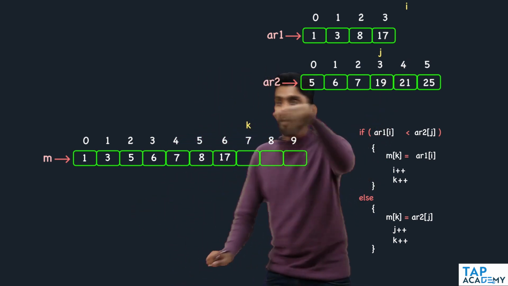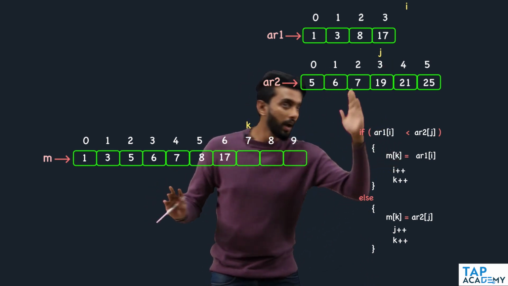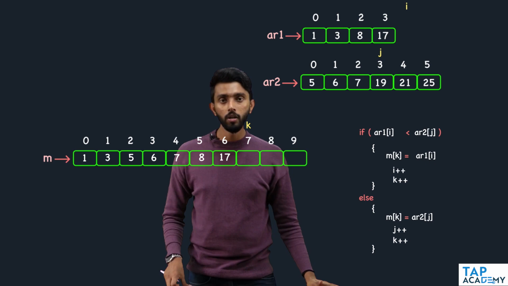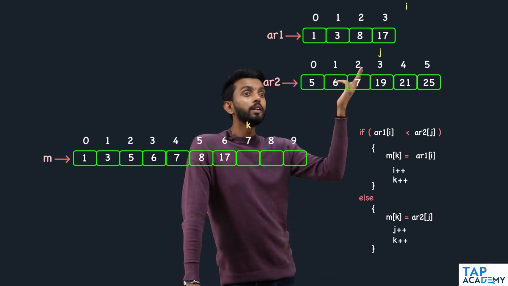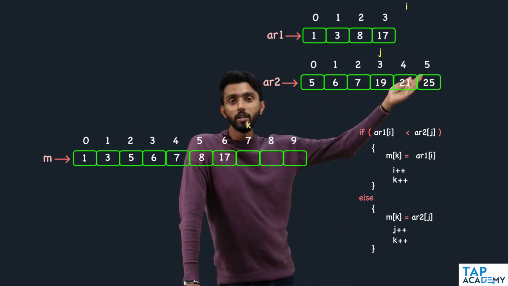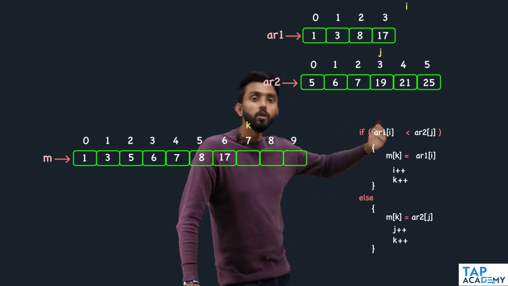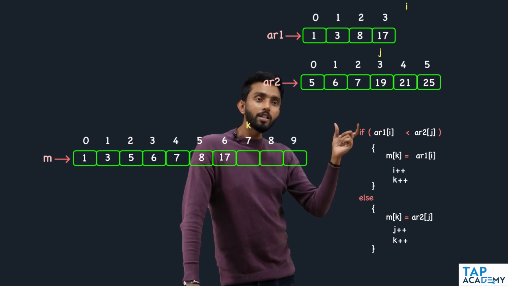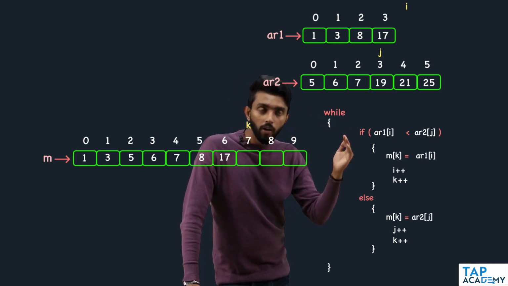But if I say, sir, it is not yet completely merged, there are more elements. I will come to that, don't worry. I know these elements are still to be put. But my exit condition is: if one of the values, either i or j, goes outside the boundary. So how will I check that? I will say, please continue to do these operations while, as long as what?